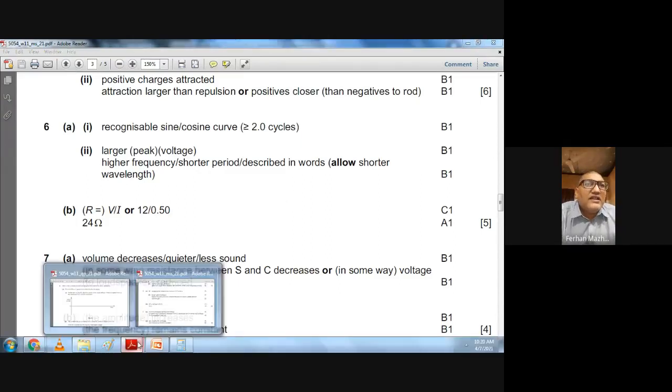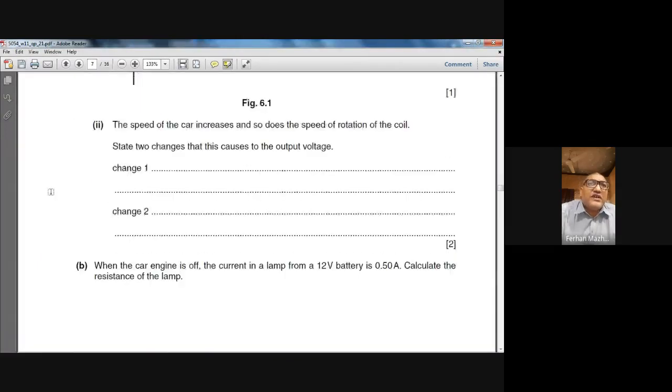The next question says the speed of the car increases and so does the speed of the rotation of the coil. State 2 changes that this causes to the output voltage. Try to understand. If you increase the speed of rotation of the coil of the generator, what will happen to the output voltage? The output voltage value will become larger.